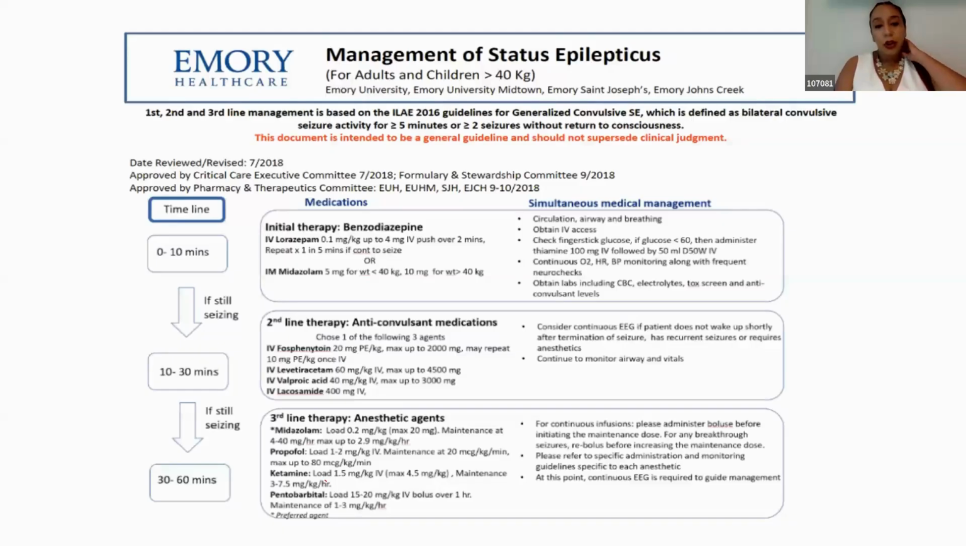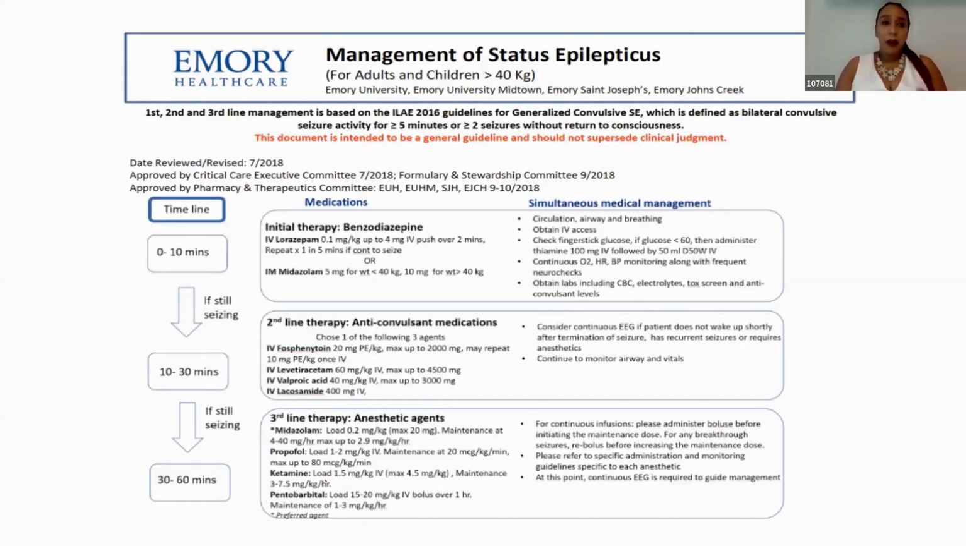So we choose one of these anti-seizure medications: IV fosphenytoin, which is 20 milligrams per kilogram; Keppra, 60 milligrams per kilogram; valproic acid, 40 milligrams per kilogram; and lacosamide, which is a wonderful drug as well, 400 milligrams.